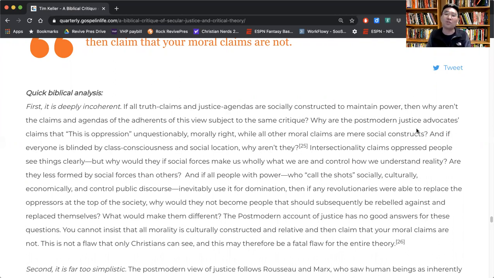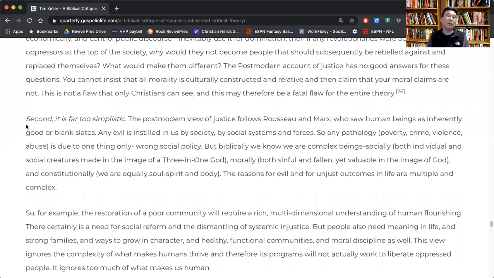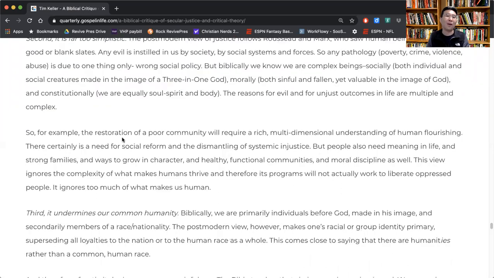Why are the postmodern justice advocates' claims that this is oppression unquestionably morally right, as if they have some kind of infallible key to moral justice, which they don't? So this is incoherent. It undermines itself logically. Second, it's far too simplistic. I won't go into that. I already told you, the world doesn't work this way.